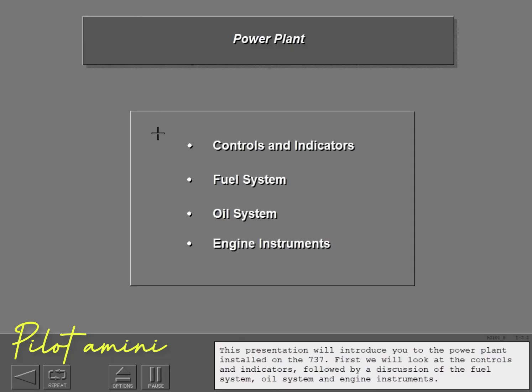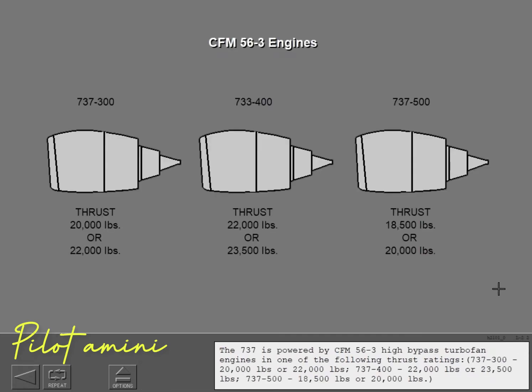This presentation will introduce you to the power plant installed on the 737. First, we will look at the controls and indicators, followed by a discussion of the fuel system, oil system, and engine instruments. The 737 is powered by CFM 56-3 high bypass turbofan engines and one of the following thrust ratings.